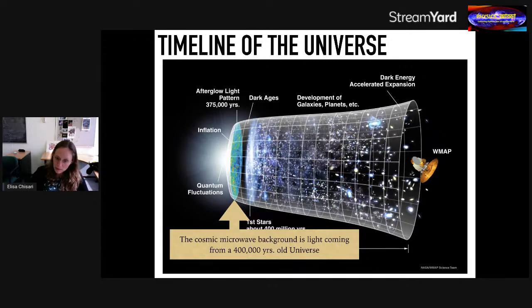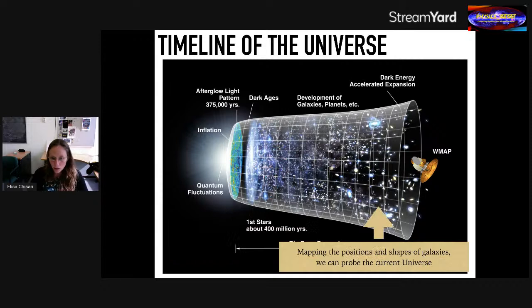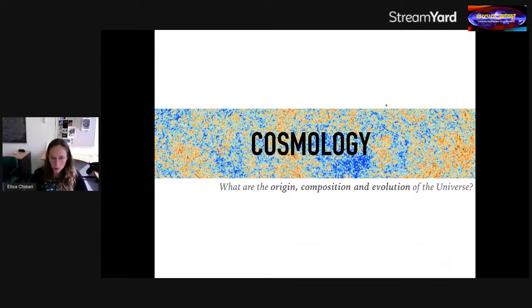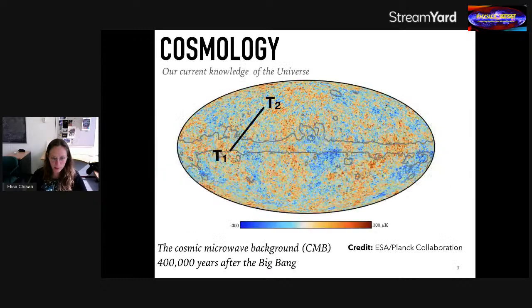And the other light that we can measure with our telescopes is the light coming from galaxies. So if we map the positions and the shapes of galaxies, we can also probe the current universe, the current expansion epoch of the universe. So we have access to this information very early on and also very late, and we can try to extract information about the universe from these observations. So what are the questions that we're trying to address in cosmology today? We want to know what is the origin, the composition, and the evolution of our universe to better understand our place in it.